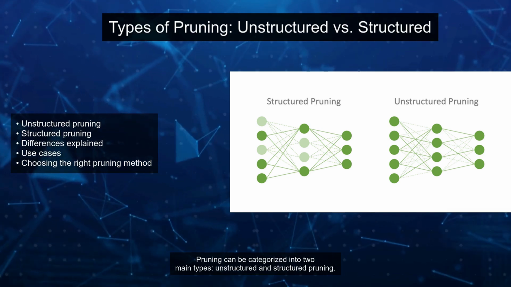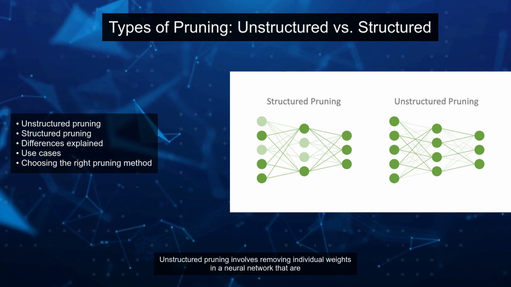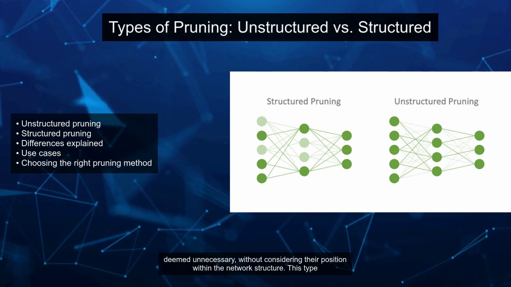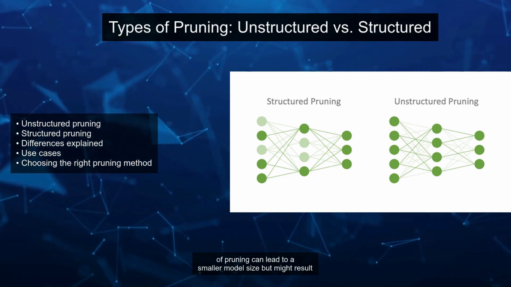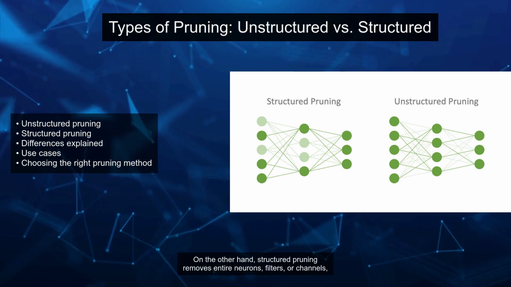Pruning can be categorized into two main types: unstructured and structured pruning. Unstructured pruning involves removing individual weights in a neural network that are deemed unnecessary, without considering their position within the network structure. This type of pruning can lead to a smaller model size but might result in irregular memory access patterns, which can be inefficient on certain hardware.